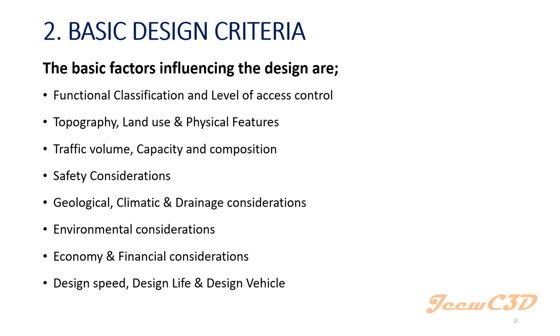Then the composition of your traffic. Composition means what kind of vehicles you have on your road. If you have so many cars, or so many lorries, or trucks, or three-wheelers or bicycles, you have to consider that fact in the design. What is the composition of the vehicles, how many percent trucks, how many percent cars will be going on this road. Depending on that, your road cross section may vary, and your design speed of the road may vary. So these things you have to consider.